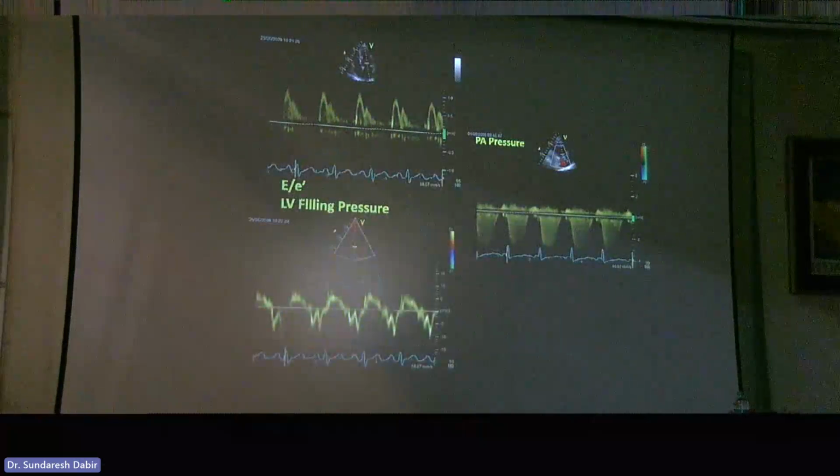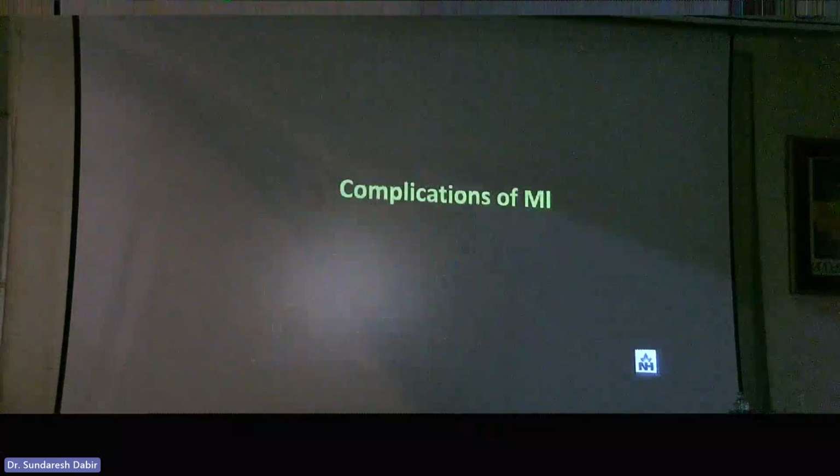And also the E by E prime, you have when to do it, when not to do it. So that has its own indications and contraindications when you cannot do it. But whenever it is possible, you should mention the LV filling pressure and the E by E prime. And also the PA pressure gives a lot of information.